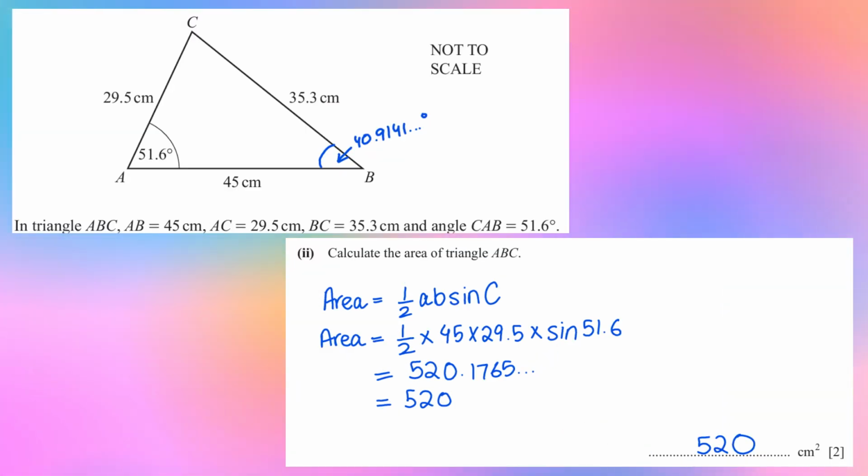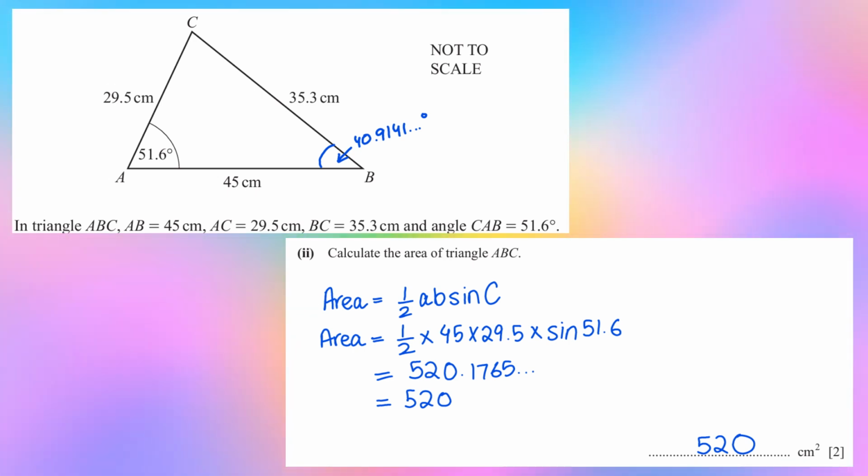Now for part 2 of part A. It says to calculate the area of triangle ABC. To answer this, we just substitute the respective values into the formula for finding the area of a non-right-angled triangle. That formula is area equals a half times A times B times the sine of C, where C is an angle, and A and B are the sides between which the angle C is.